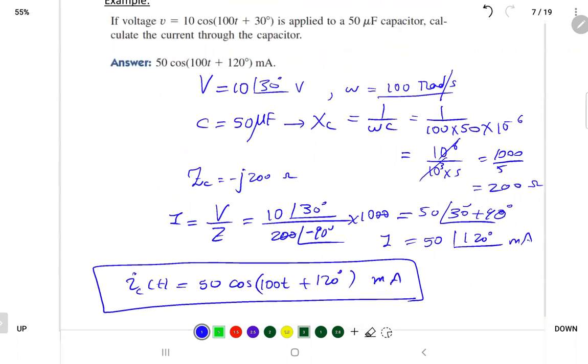So it's simple using the impedance concept. Capacitors always have a phase of minus 90 degrees when you talk about the impedance. The impedance is always like minus j, meaning negative 90 degrees.